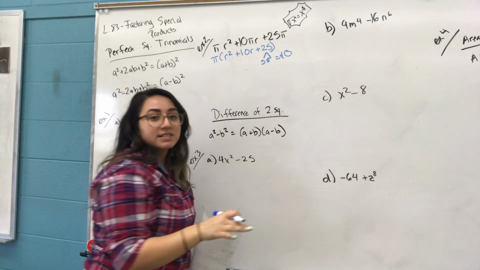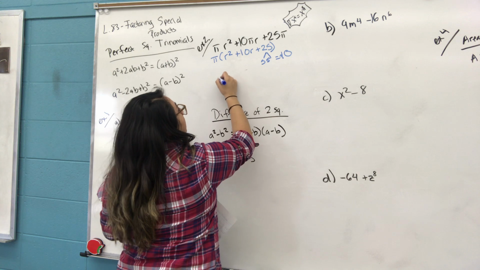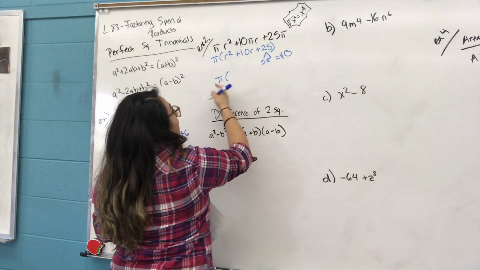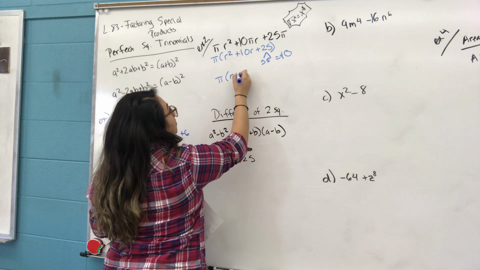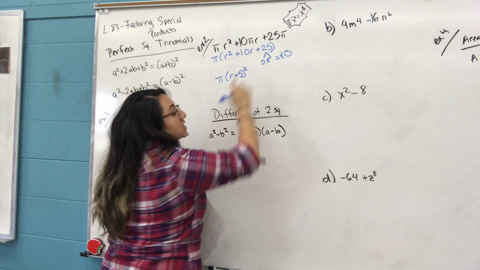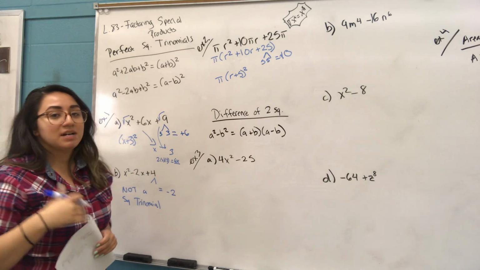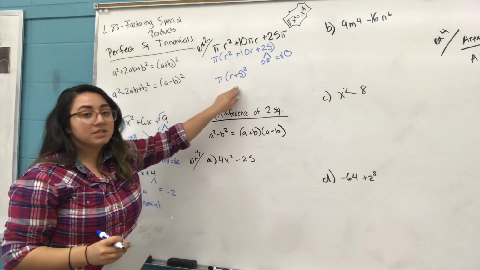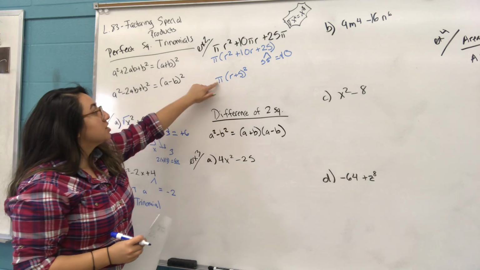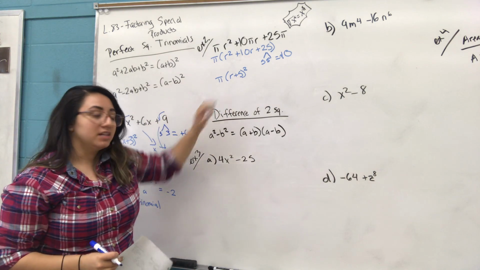Same exact signs. So therefore, your answer is going to be pi times r plus 5 squared, because it's the same factor. It's not r plus 5 times r plus 5. It's going to be r plus 5 squared. And you have to include pi because we factored it out. You always leave it on the side.